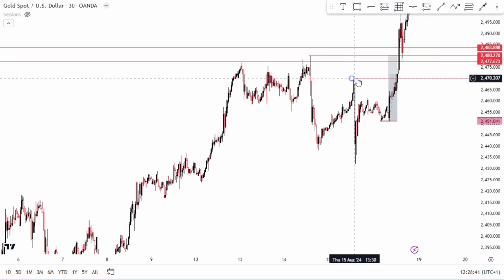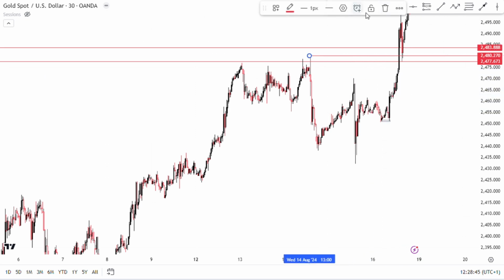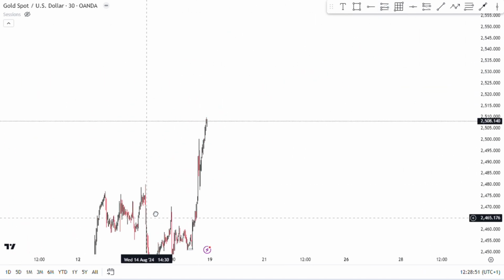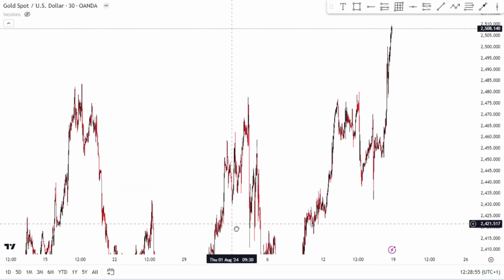Okay, let me delete all this. So once you have to know, you should be doing a forecast for gold. Gold has ended up breaking all the highs. Can you see we don't have any high in the market?